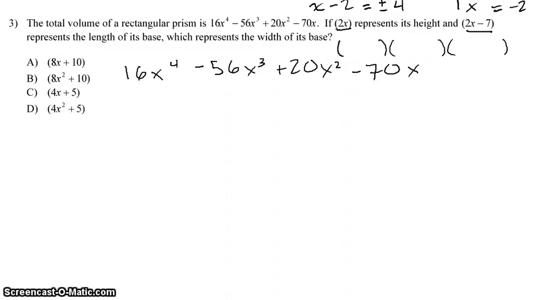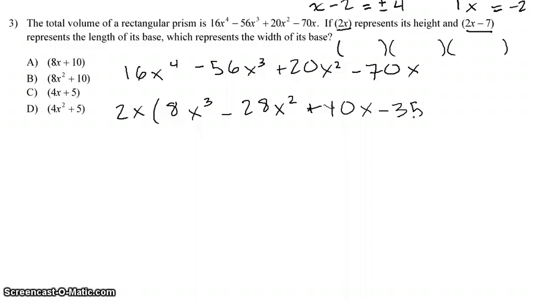First thing we know that's easy to pull out is the 2x. So I'll pull that out first. So if I divide that out or factor out that 2x, I'm going to be left with an 8x to the 3rd minus 28x squared plus 10x minus 35.